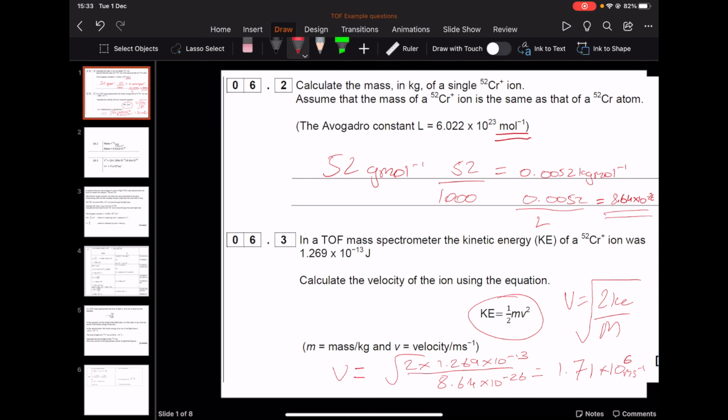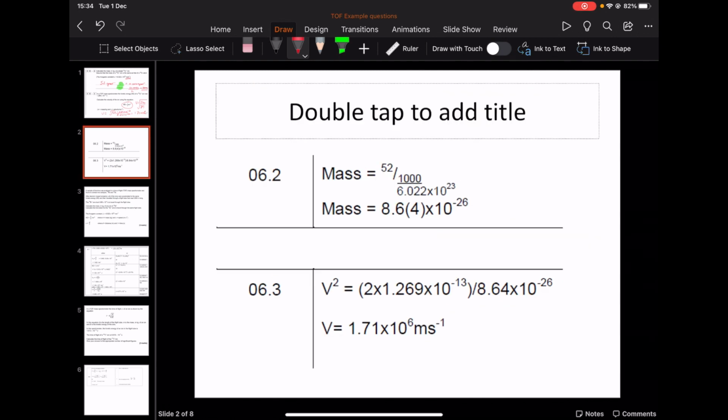The thing I think people mainly get stuck on, when me and Mr. Bassi have marked the papers, is that students tend to miss out this first part here, dividing it by 1,000. If you don't do that, then the rest of your question is going to be wrong. So make sure that you do that, because you've got the mass here in grams per mole, and you need to convert it to kilograms per mole. The second part is then just rearranging the equation and putting numbers into it. The mark scheme for those two is 8.64 times 10 to the minus 26 and 1.71 times 10 to the 6.